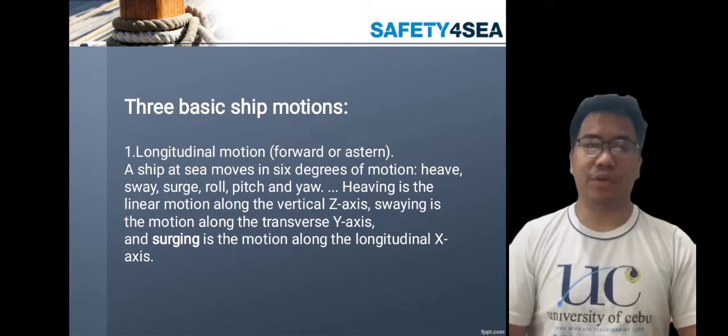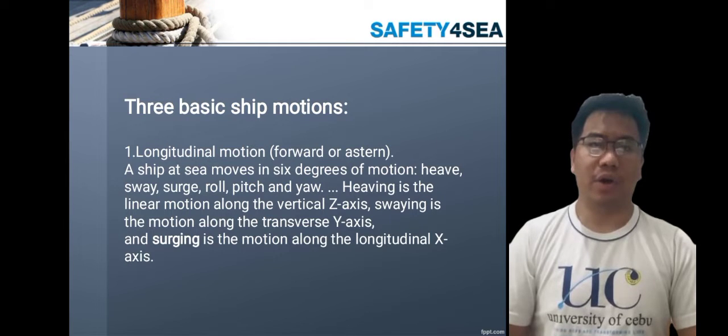Three basic ship motions. First is longitudinal motion, or forward or astern. A ship at sea moves in 6 degrees of motion: heave, sway, surge, roll, pitch, and yaw. Heaving is the linear motion along the z-axis, swaying is the motion along the transverse y-axis, and surging is the motion along the longitudinal x-axis.